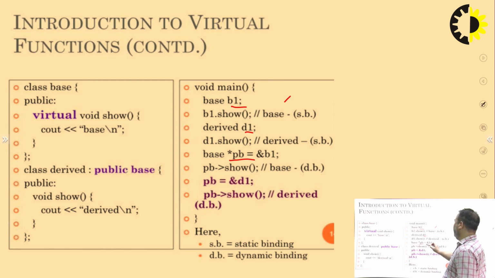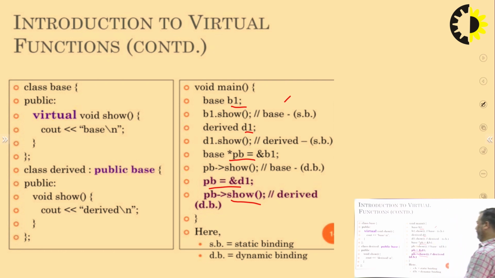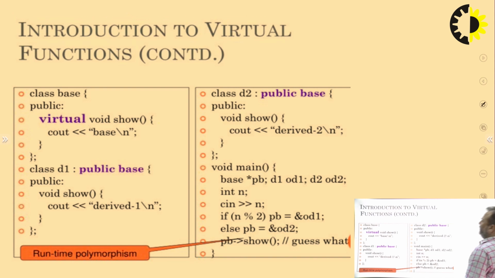Now we are making a pointer to the base class and we are giving it the address of b1. So once we call pb.so, it will of course show base. But once we write pb equal to address of d1, which means we are pointing to the derived class object, and we call pb.so, it will not show base but it will show derived. Why? Because we have already mentioned it in the base class as virtual. Okay, so this is the difference.